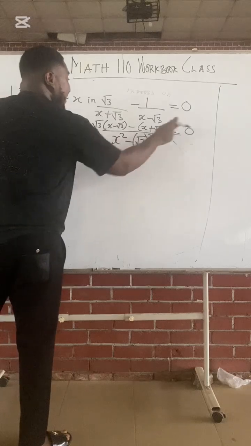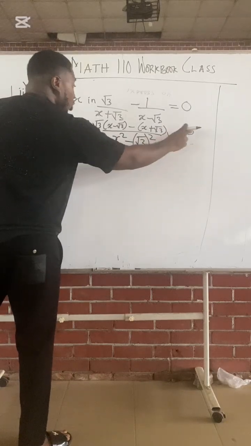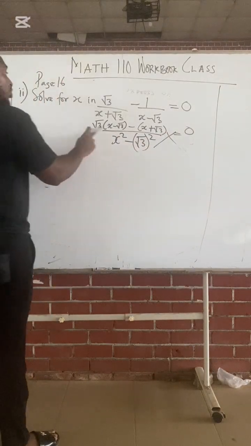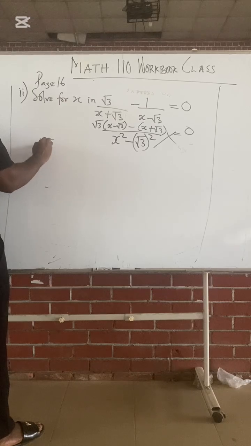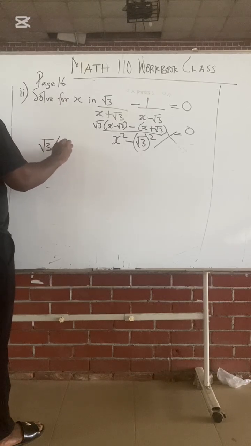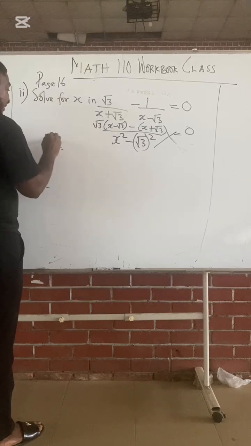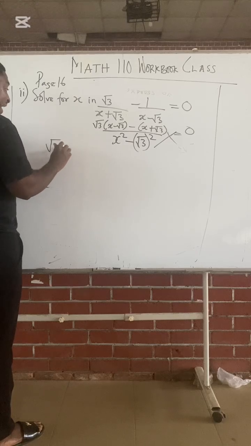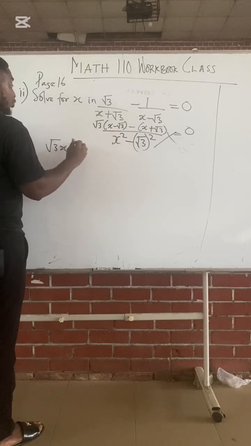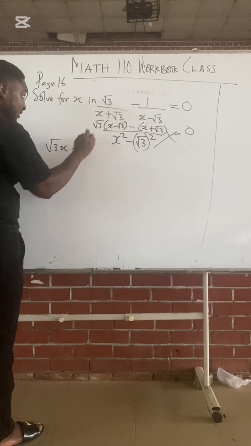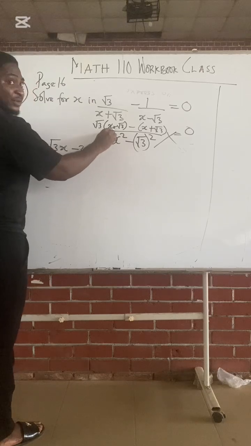Because cross multiply, this guy times 0 is 0. 0 going through everybody here will give you what? So what we're left with actually is the numerator only, root 3 into bracket x minus root 3. Let's expand the numerator. Root 3 times x, root 3x, right? Root 3 times minus root 3, minus 3. Because root 3 times root 3 is 3, but it's a minus.